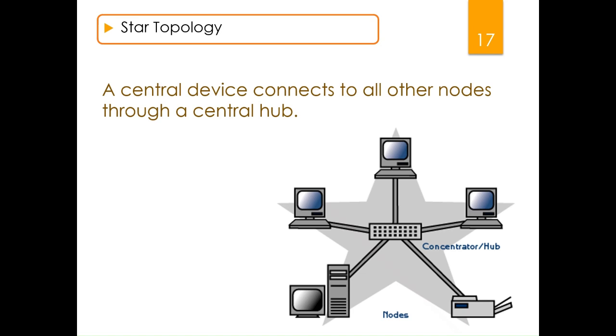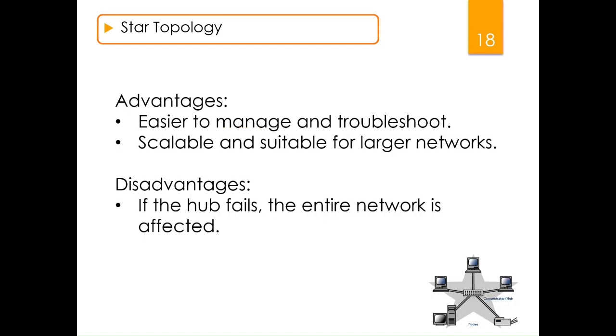In a star topology, all computers are connected to a central device, such as a switch or hub. In this topology, if one computer stops working, the rest of the network continues without any problems.